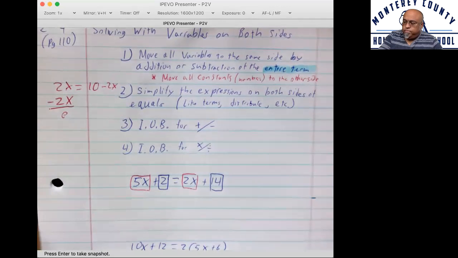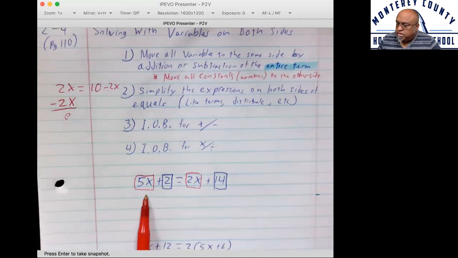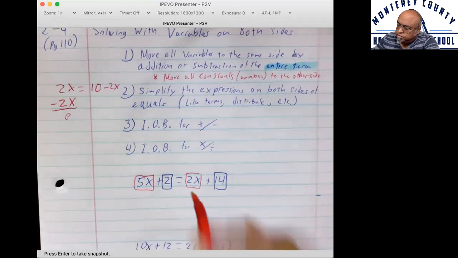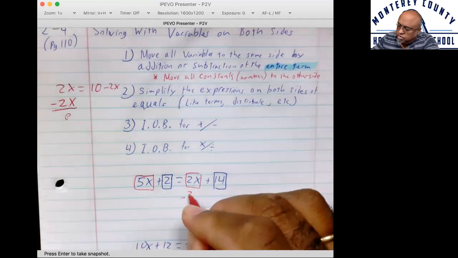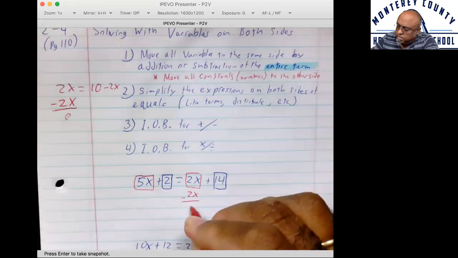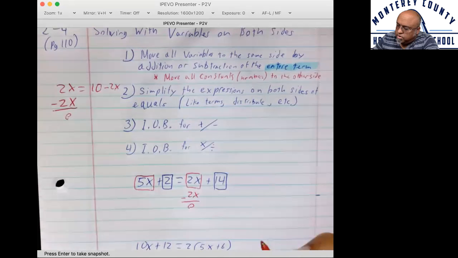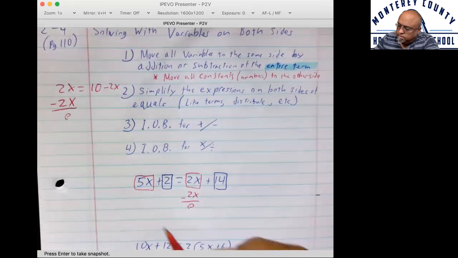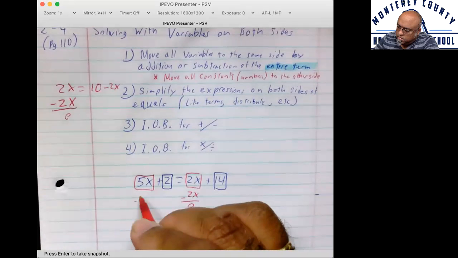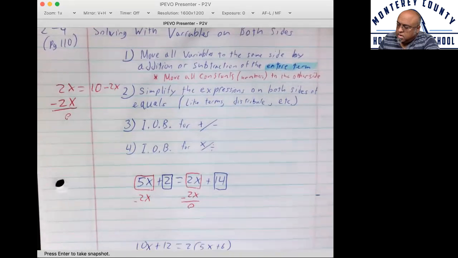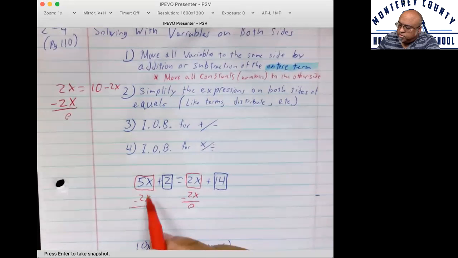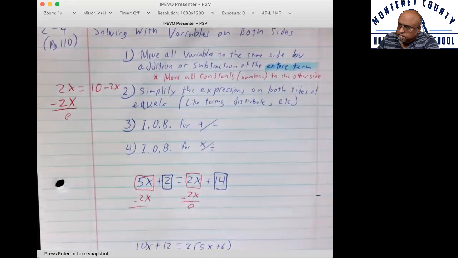So I want 5x and 2x on the same side. So what I'm going to do is subtract 2x from the right side of my problem, and you always have to do it to both sides. Okay. So 5x minus 2x is what? Aaliyah, you're right, it's 3x.